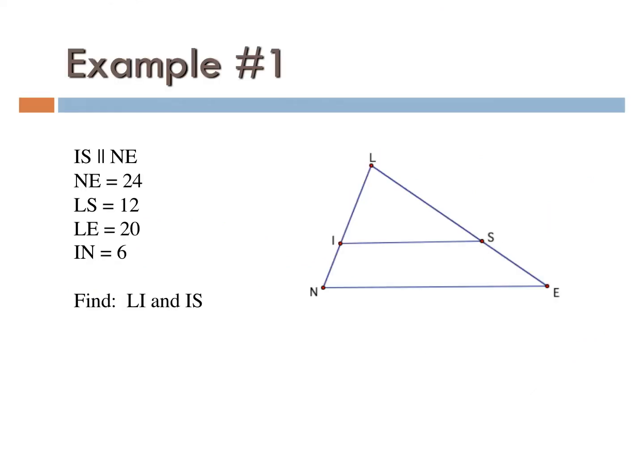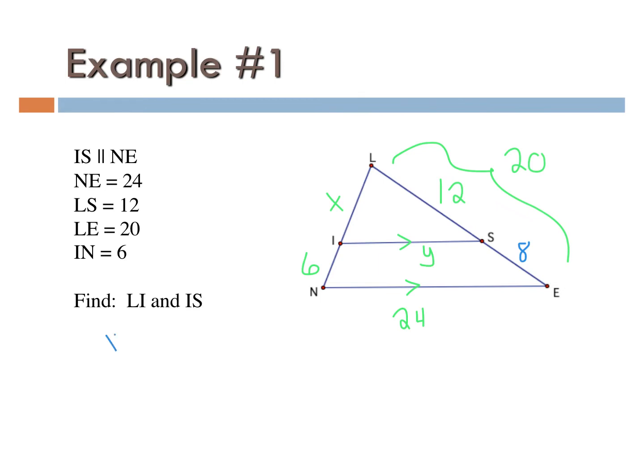Our first example here says IS is parallel to NE. NE is going to equal 24. LS is 12. LE, this entire thing, is 20. And IN is 6. We want to find LI, let's call that x, and we want to find IS, let's call it y. The first thing I noticed when I was filling in these side lengths is that I was given this top portion over here, and then the entire thing, 20. So in my mind, automatically I thought, well, I know then that this is 8.